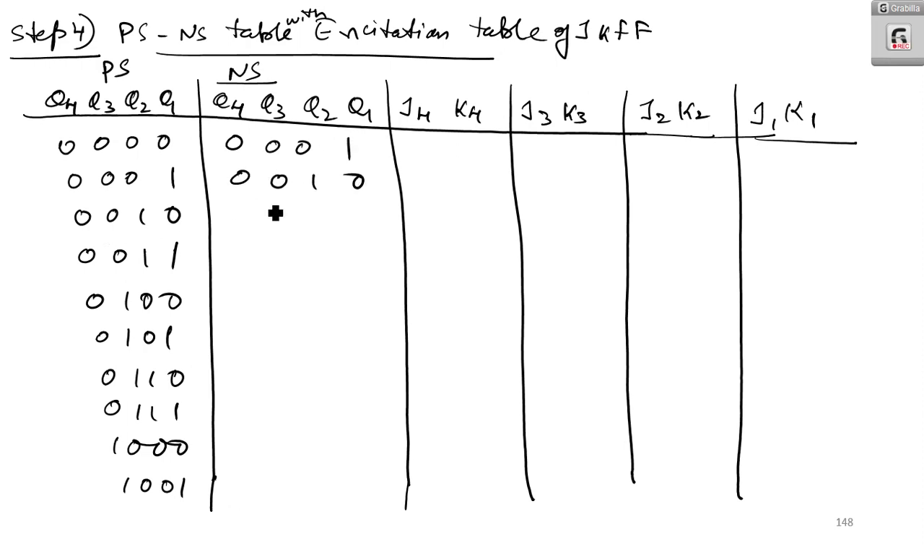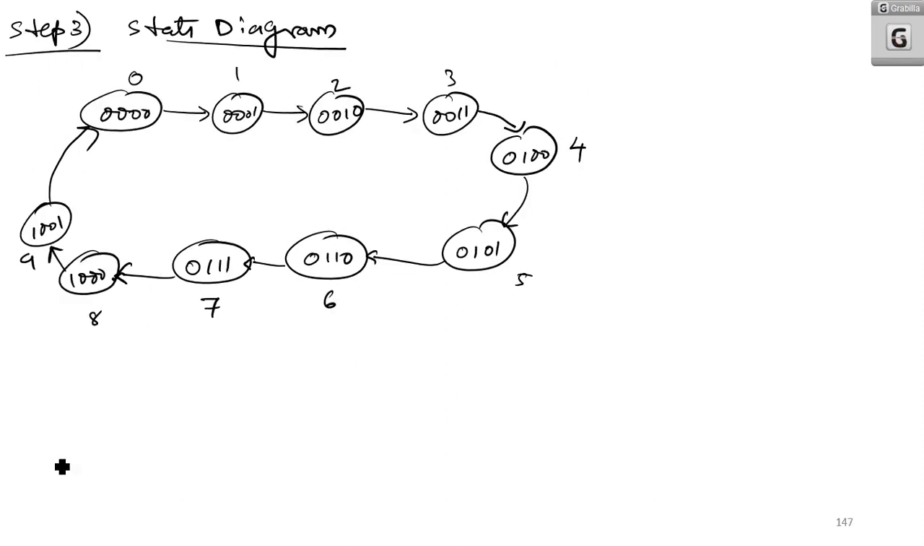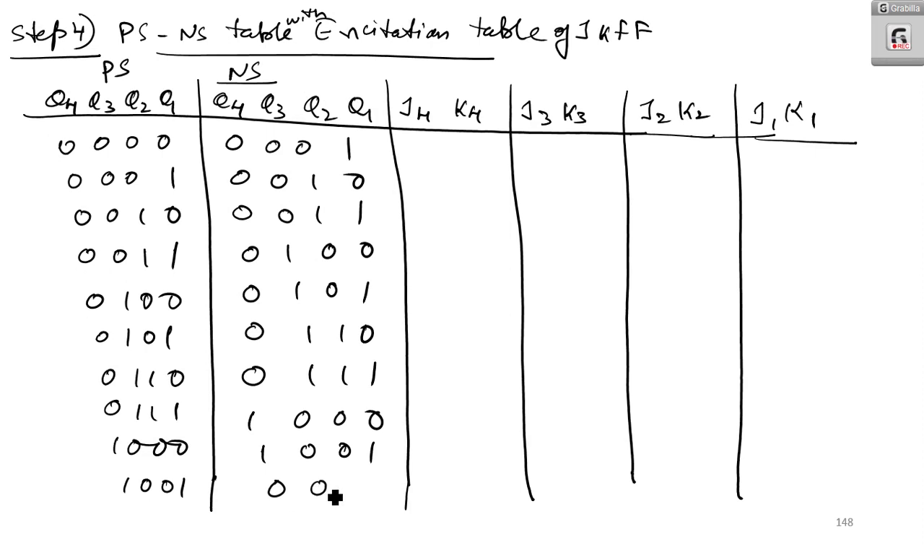0010, 2 means it will go to 3, that is 0011. 3 means it will go to 4, that is 0100. 4 means it will go to 5, that is 0101. 5 means it will go to 6, 0110. 6 means it will go to 7, that is 0111. 7 means it will go to 8, that is 1000. 8 means it should go to 9, that is 1001. 9 means it will go back to 0. So it is 0000. It is going back to 0.